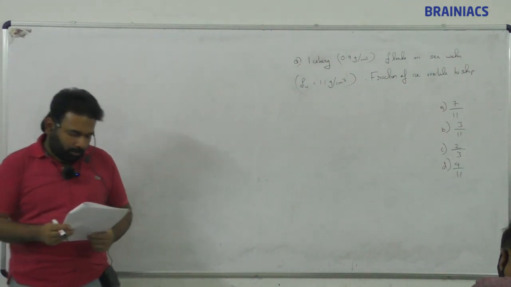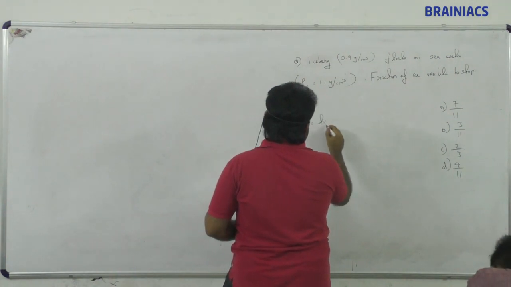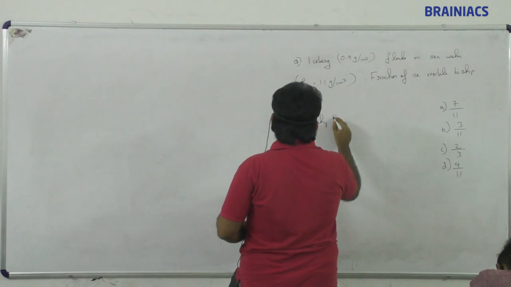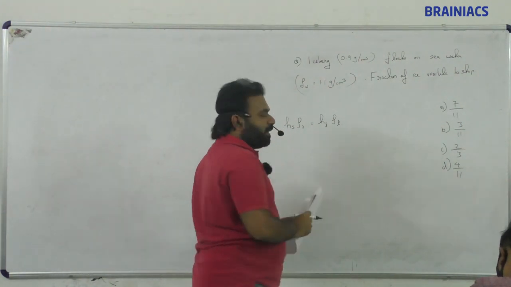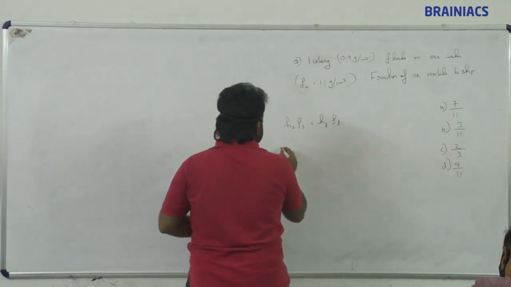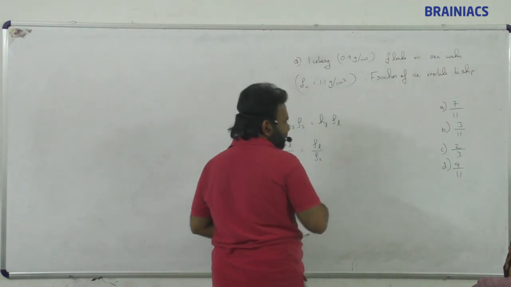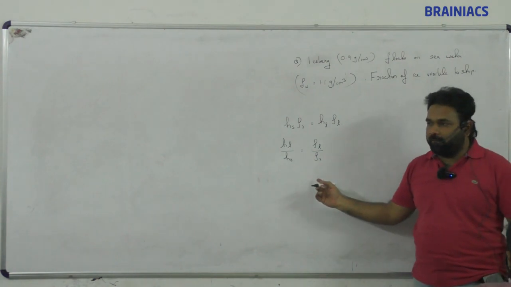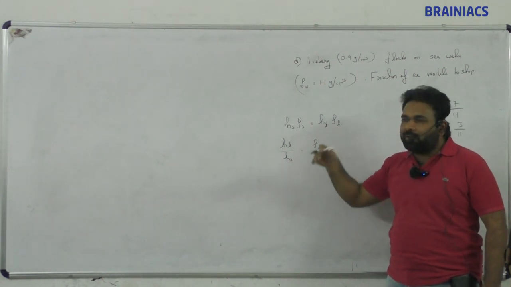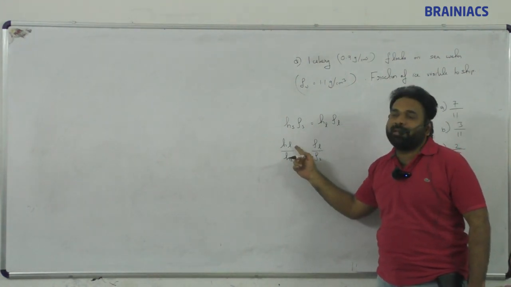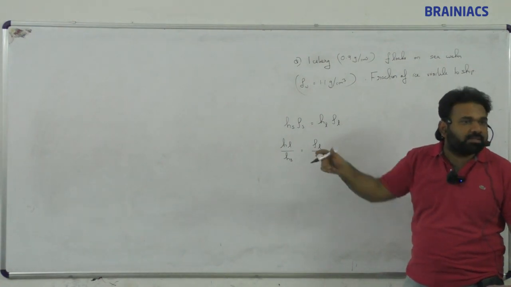So here, again, h_S rho_S is equal to h_L rho_L, the height of liquid replaced. They are asking the fraction of ice visible to the ship. Let us see how much is inside. h_L divided by h_S is equal to rho_L by rho_S. According to this formula, h_L is the height of the liquid replaced, or the height of the solid immersed in the liquid, divided by h_S, the full height of the solid. So actually, this is the fraction inside the sea.